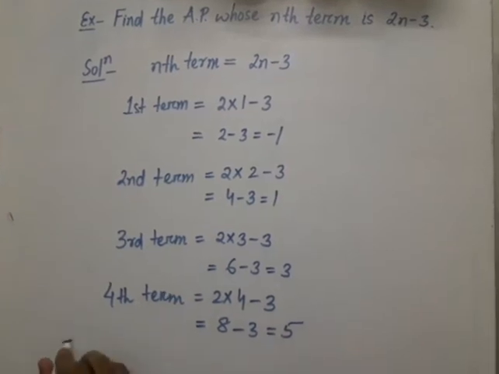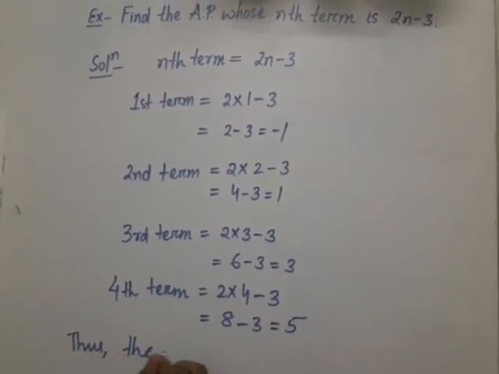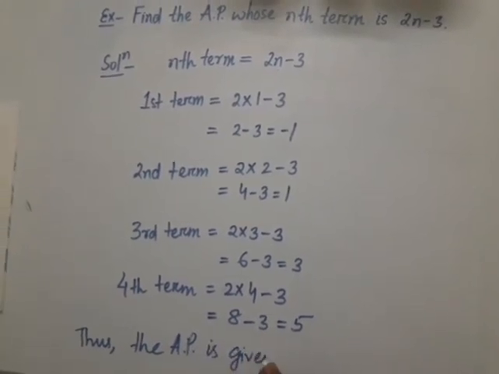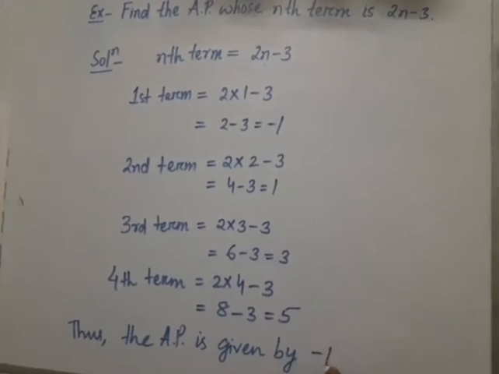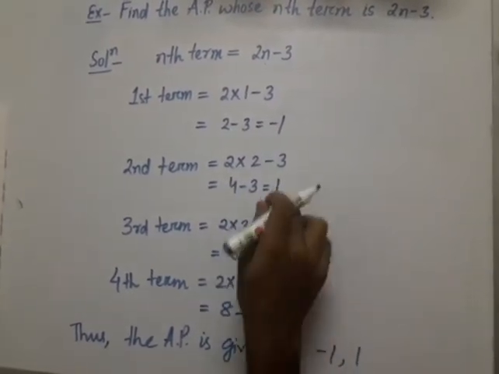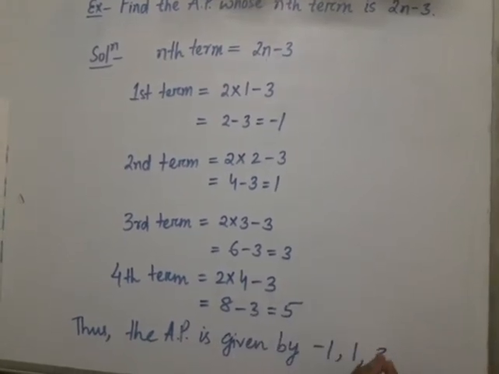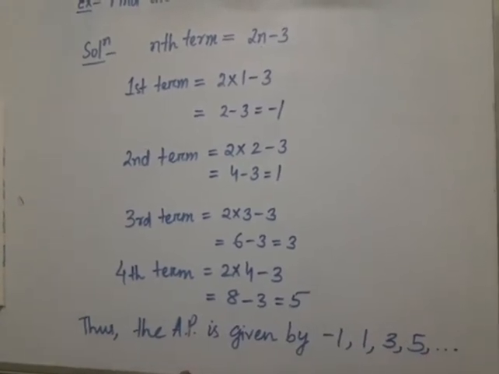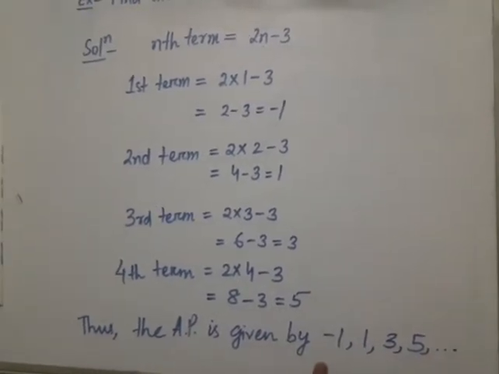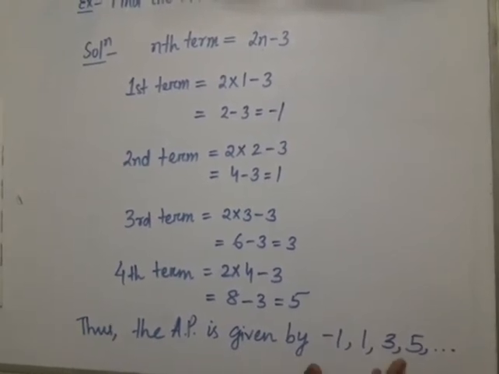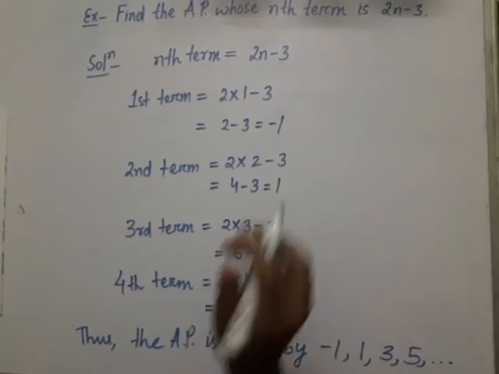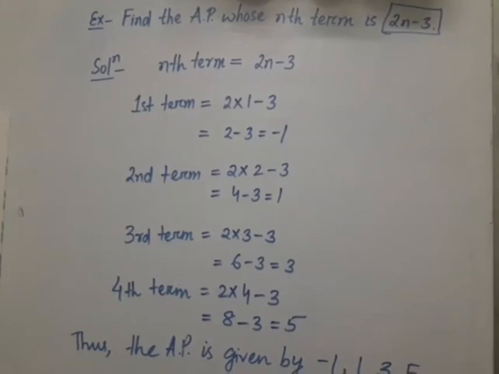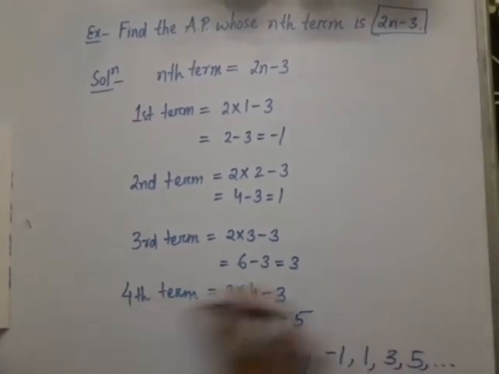And finally we will write the answer as thus. The AP or the arithmetic progression you can write is given by minus 1 the first term, comma 1 the second term, comma 3 the third term, comma 5 the fourth term, and it goes on like that. You can give 3 dots after the comma. That means it makes the examiner understand that after 5 there are also the terms going on which follow the rule 2n minus 3. But we need not calculate that from the exam point of view. Let's do another question like that.